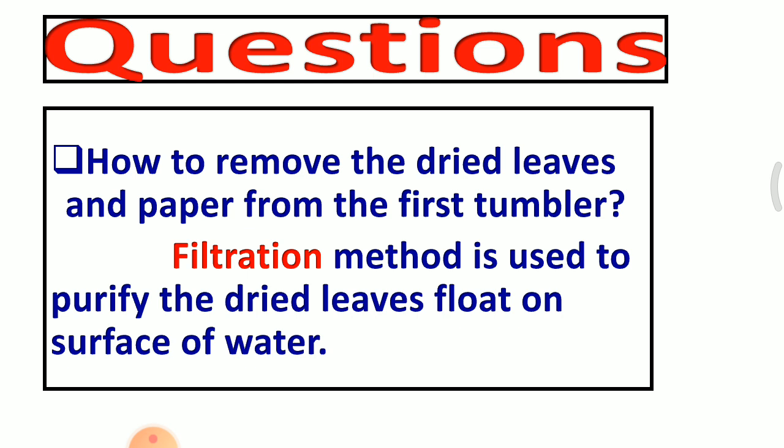So we are going to see the answer for the first question. How to remove the dried leaves and paper from the first tumbler? The answer is the filtration method, used to purify the water when dried leaves float on the surface. So filtration is one of the purifying methods. Using this filtration method, we can remove dried leaves and papers from the impure water.